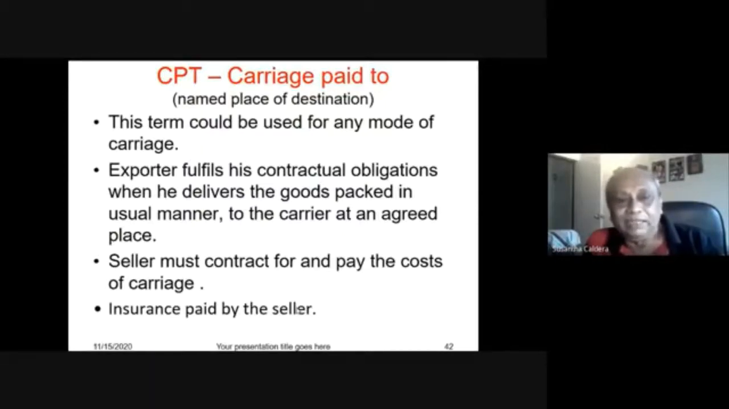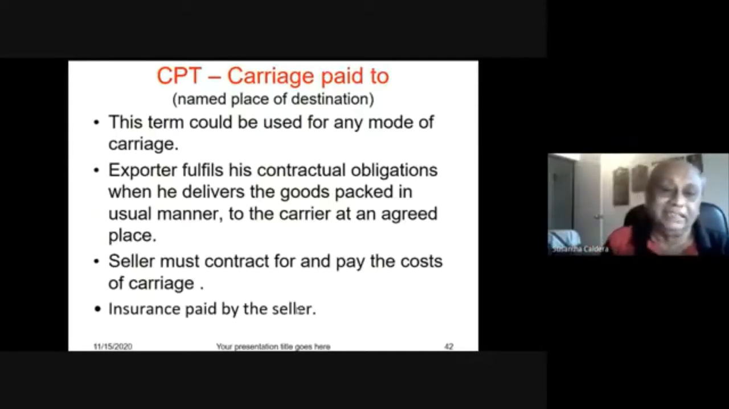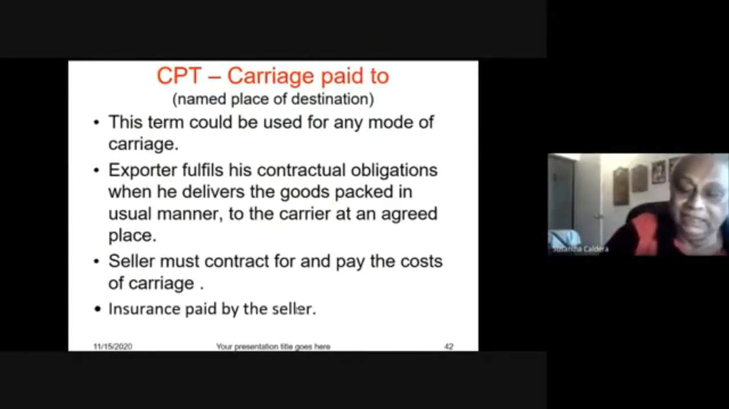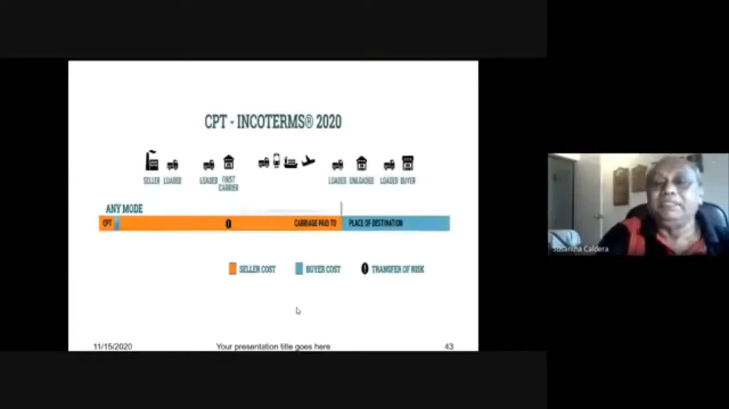Carriage paid to. Seller must contract for and pay the cost of carriage. We know that under carriage paid to, the seller must contract for and pay the cost of the carriage. Insurance is paid by the seller. Right? CPT, carriage paid to, up to loading.